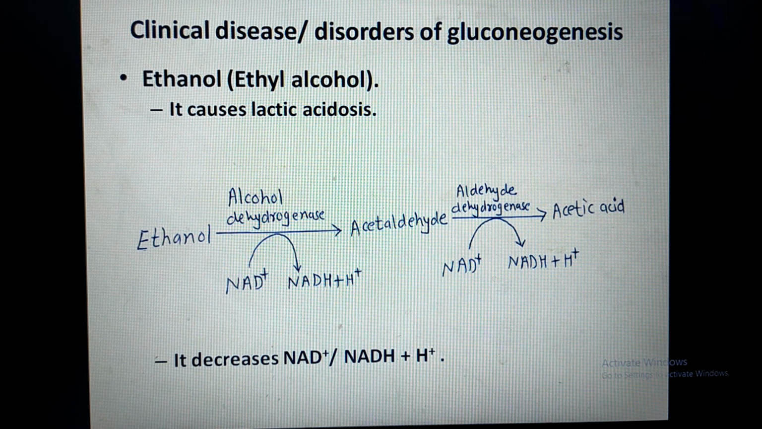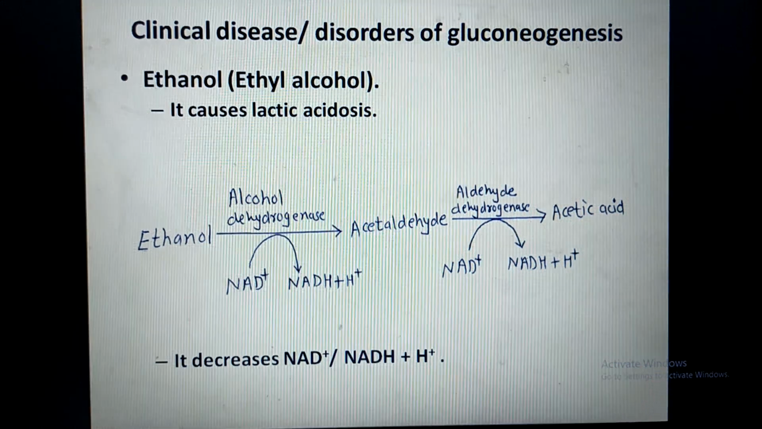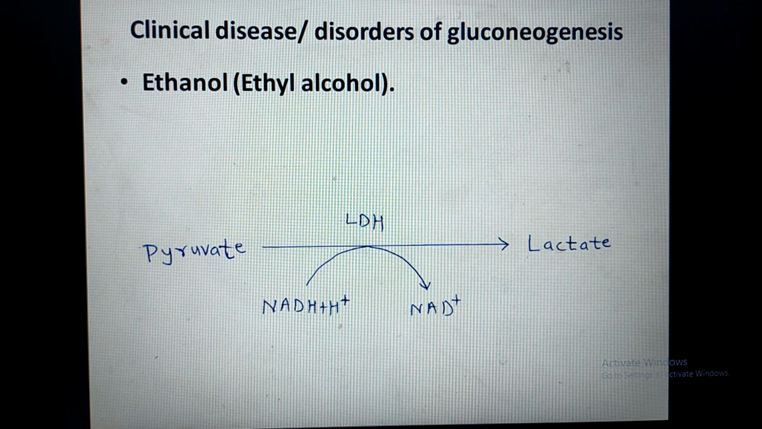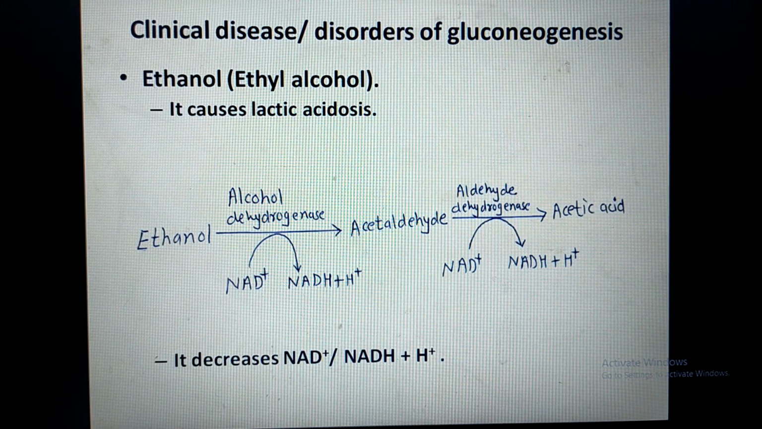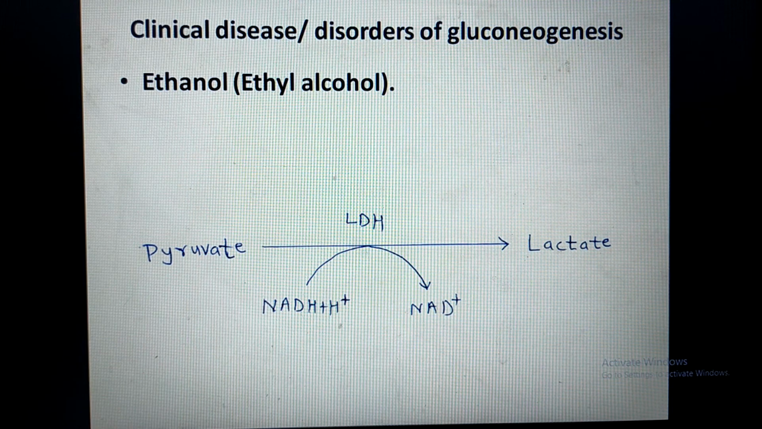NADH level is high, but the oxidized form, NAD, is low in the cytoplasmic compartment. Therefore, the cell tries to regenerate the NAD molecule. And how will it regenerate? It will regenerate NAD by converting pyruvic acid, or pyruvate, into lactate. In this step, which is catalyzed by the enzyme lactate dehydrogenase, NADH is converted into NAD. So to regenerate NAD, the cell will convert more and more pyruvate into lactate. Therefore, lactate is accumulated inside the cell, leading to lactic acidosis. So these are the clinical diseases related to gluconeogenesis.